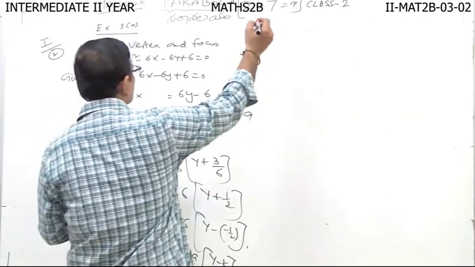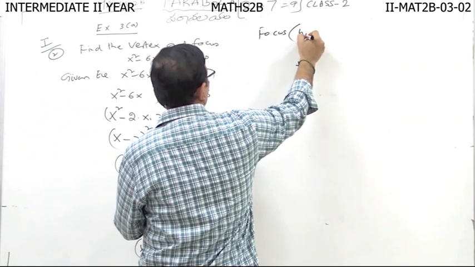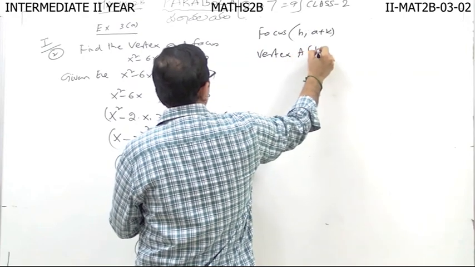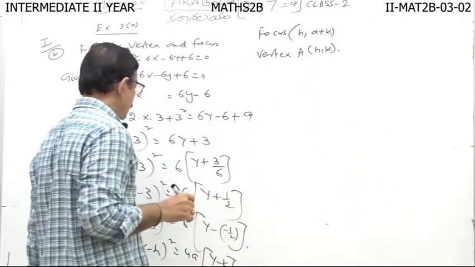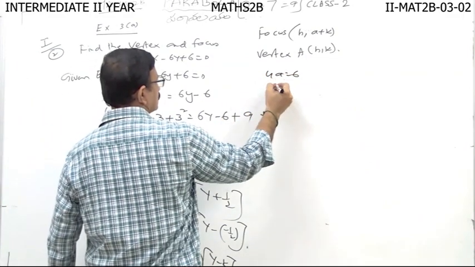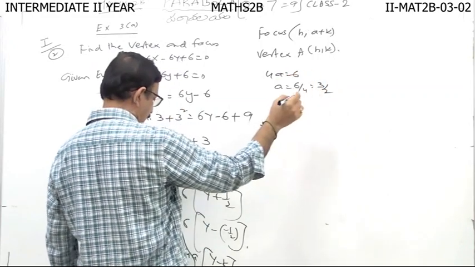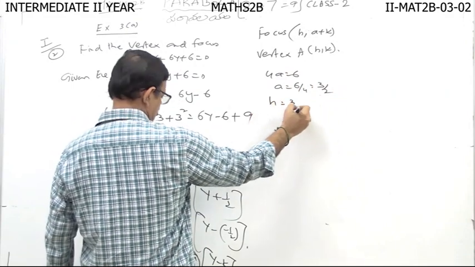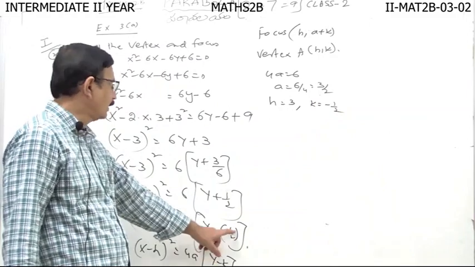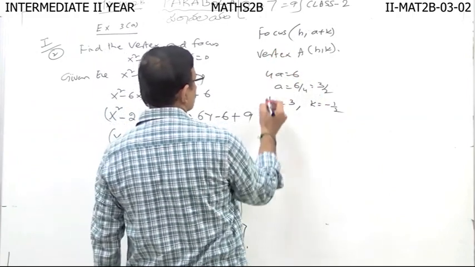Here we want the focus. So what is the formula for focus? It is (h, a + k), and the vertex is (h, k). Comparing these two, 4a = 6, so a = 6/4 = 3/2. This is the value of a, and h = 3, k = −1/2. So k = −1/2, h = 3, 4a = 6. Therefore, substitute all these values here.